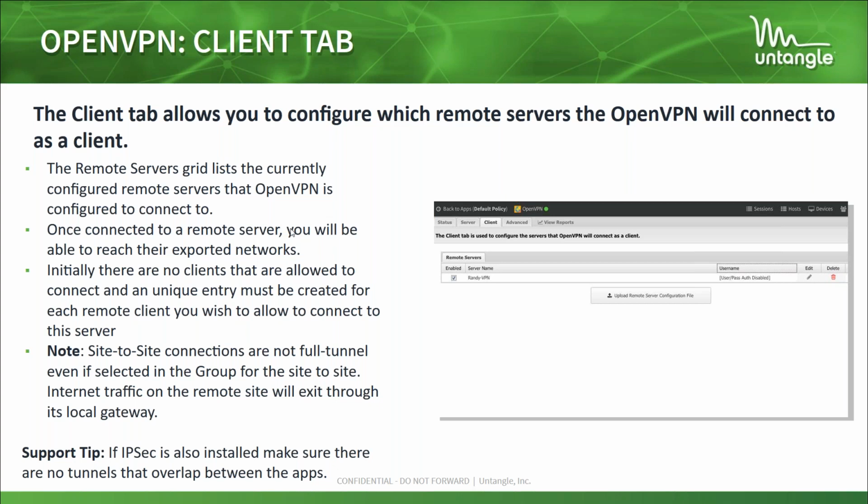One thing also that's worth mentioning while we're on this tab, if IPsec is also installed, you need to make sure that there are no tunnels that overlap between the applications because of how these tunnels are handled and negotiated in the Untangle appliance. IPsec, because it is a layer 3 protocol, is going to apply at the kernel level. So it's always going to happen first, no matter what. So if you have an OpenVPN client that's connecting to the same subnet, anything that you're doing in OpenVPN will not be applied because IPsec happens first.